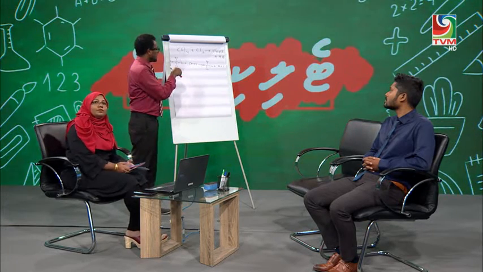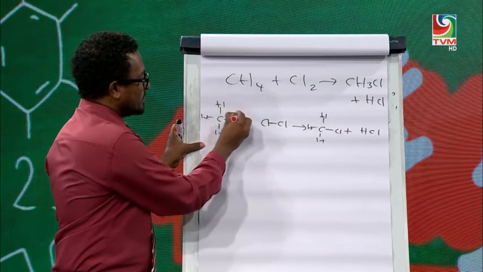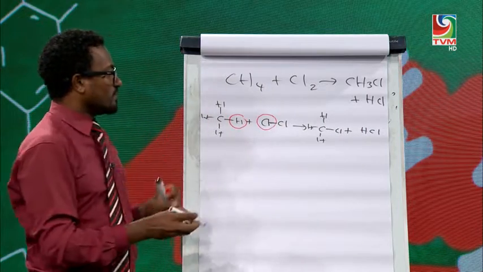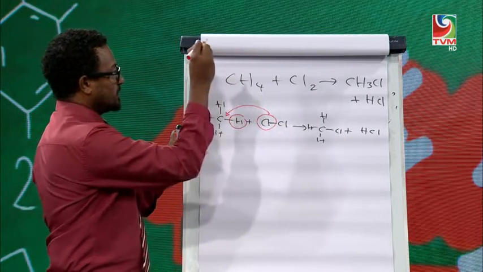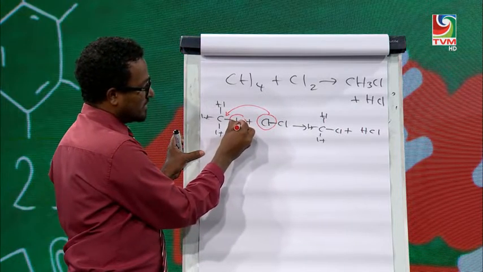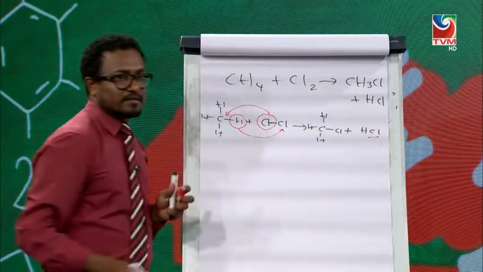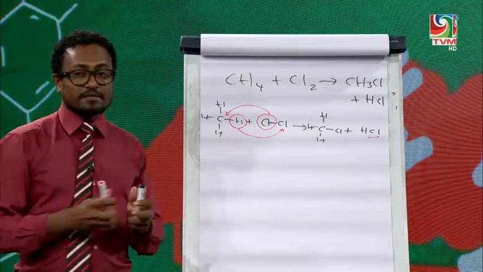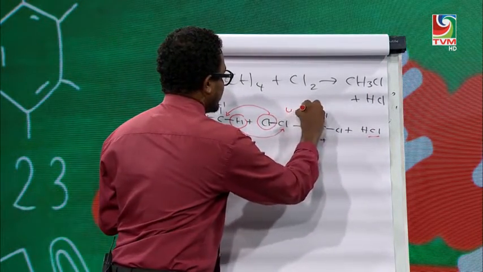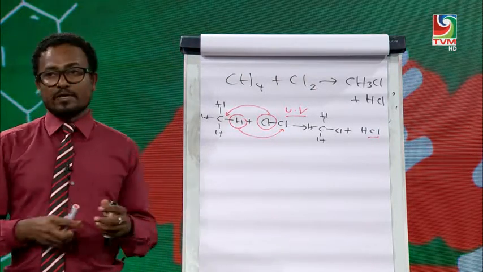A hydrogen atom is being substituted by a halogen atom. It's being replaced by a halogen atom. So one of the hydrogen atoms is being removed from the structure, and from a chlorine molecule, one of the chlorine atoms is being substituted. The hydrogen atom that is removed forms a bond with the other chlorine atom and forms HCl. There is a very important condition in this reaction, because this reaction occurs in the presence of UV light. In the presence of UV light only, the chlorine molecule splits into chlorine atoms.